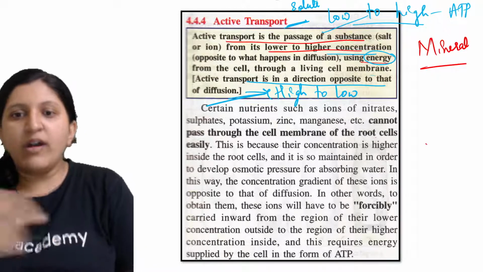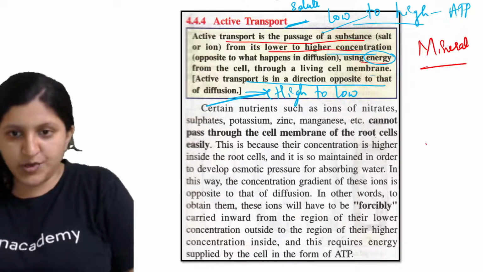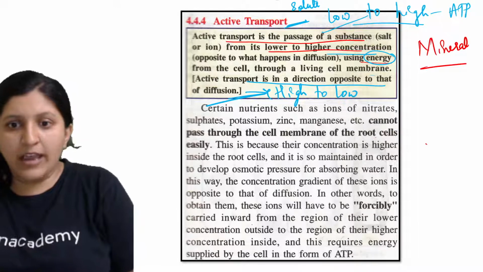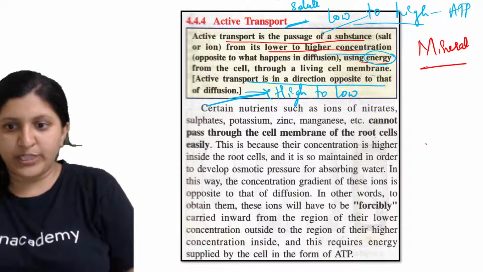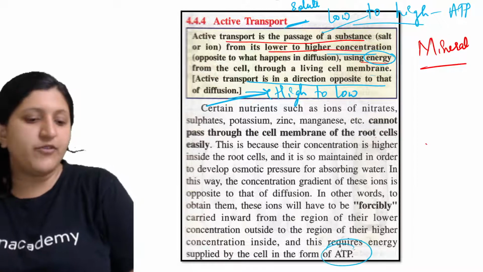So now, [it] cannot pass through the cell membrane of the root cell, because their concentration is higher, so it is forcibly carried inward from the region of lower concentration. This requires ATP to be supplied, that is, energy.